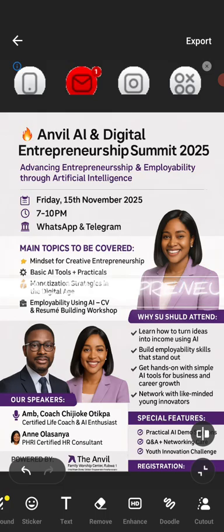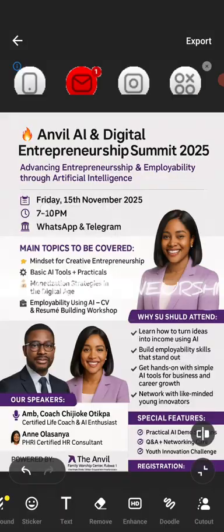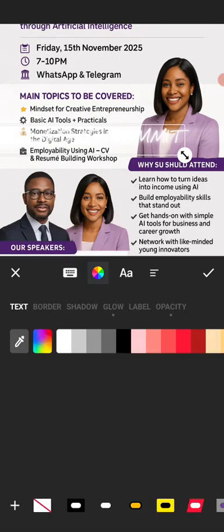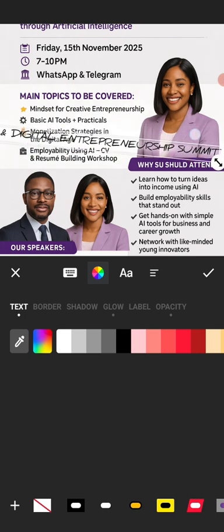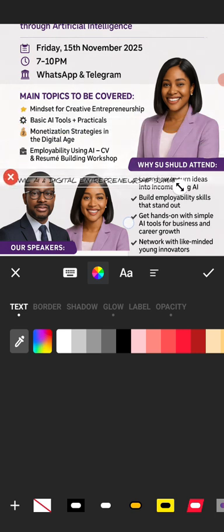Okay. Now let's edit this. Click on text. Then, sorry, click on this pencil icon, then edit, right? Then change the color to black. Brings back everything in perspective. So now this is what we have.